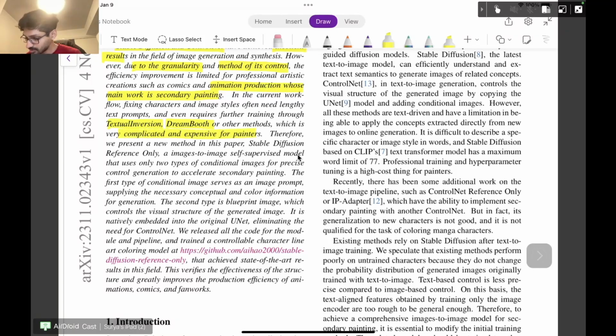So this paper proposes an image-to-image model that uses two types of conditional images for controlling. The first type is the conditional image, which is the image prompt that gives the concept and color information. And the second is a blueprint image that controls the structure of the generated image. The way these people do it is they natively embed all of this information into the UNet, eliminating the need for an external ControlNet module.